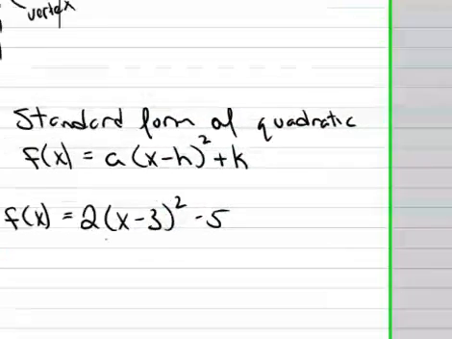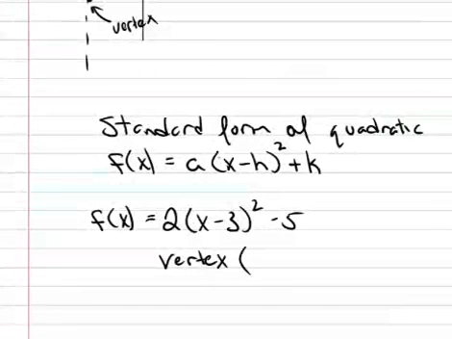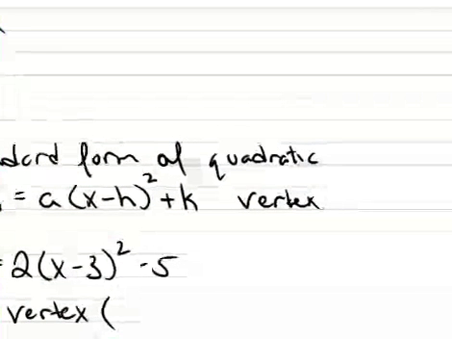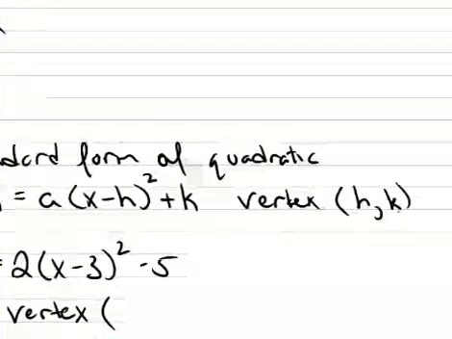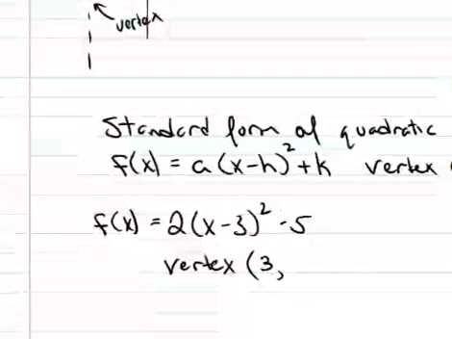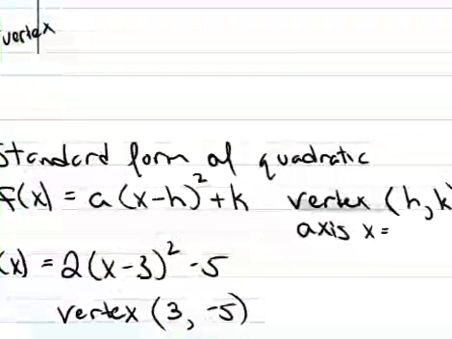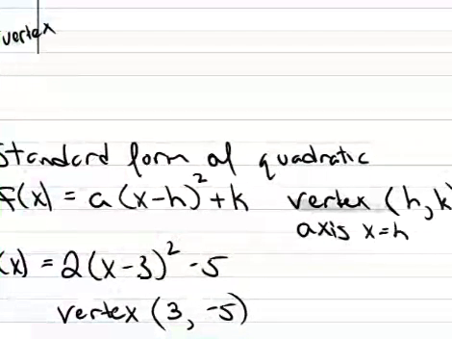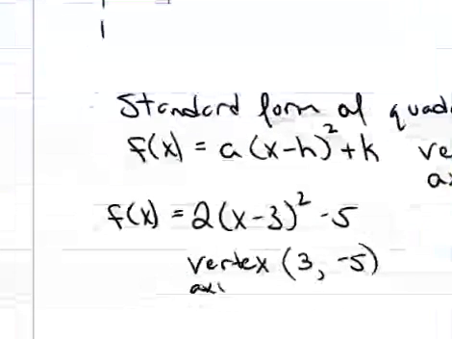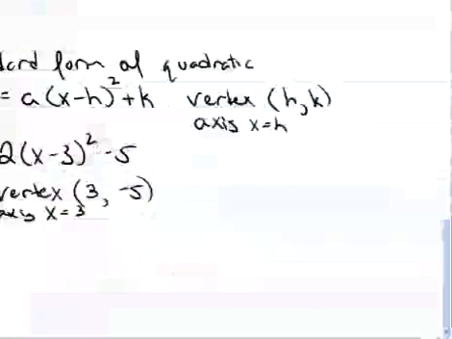Like you could say, hey, I know where the vertex is. That's x minus h. The vertex is at (h, k). So I can read into this and I can say, well, that is at (3, -5). And the axis is a vertical line at x equals h. So I can also say that the axis is at x equals 3. And I could graph it pretty easily too.